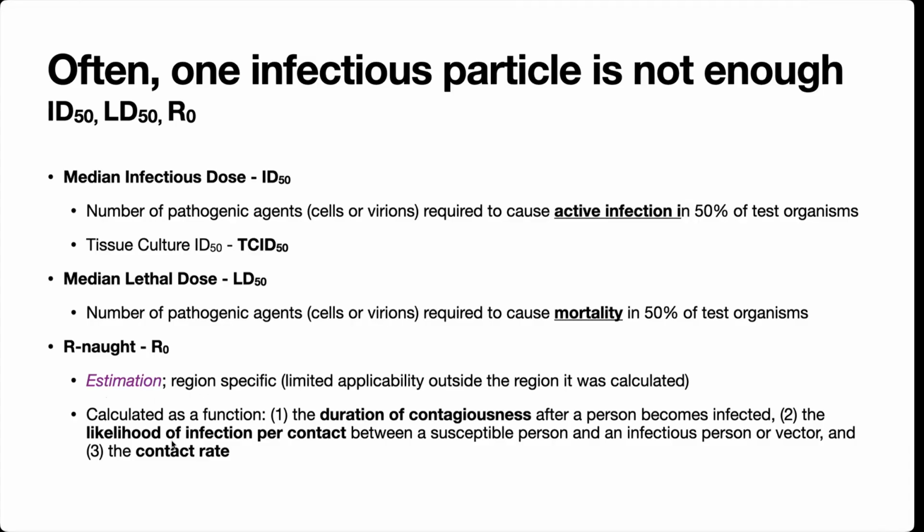And so the things that are used in the calculation of the R naught is the duration of the contagiousness. And so if somebody is contagious for 2 weeks, that's going to generate a much higher R naught value than somebody who's infectious for 1 day. And then number 2 is the likelihood of infection per contact. And so does it require a lot of infectious material in order to infect another person, or is it just a one and done? And then also the contact rate. And so this has to do with how social we are as human beings.